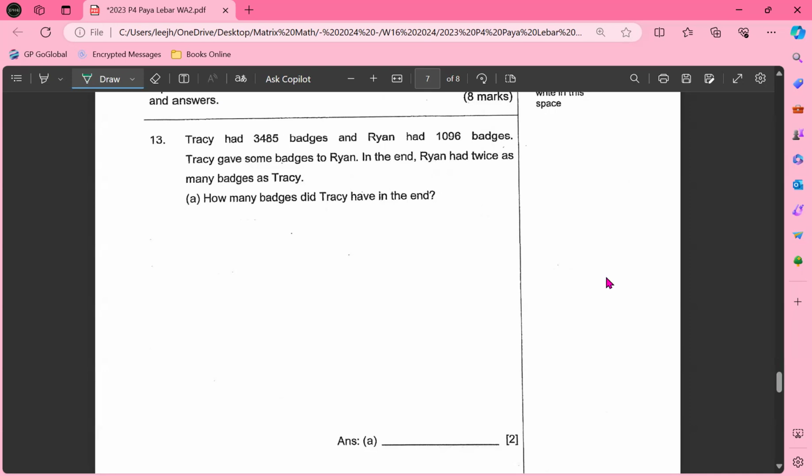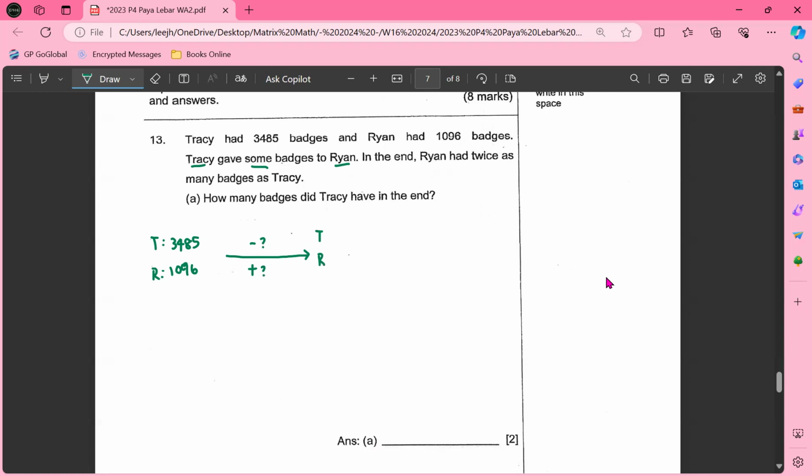So when you draw, you need to draw a before-change-after model, because you don't know the change. You only know Tracy is going to give some to Ryan. You don't know the quantity. So we need the BCA model, which is the before-change-after model. Okay, so we do know Tracy has 3485 badges, but Ryan has 1096, right? So remember who gives to whom. So Tracy gives, so Tracy minus something. Ryan received, so plus something.